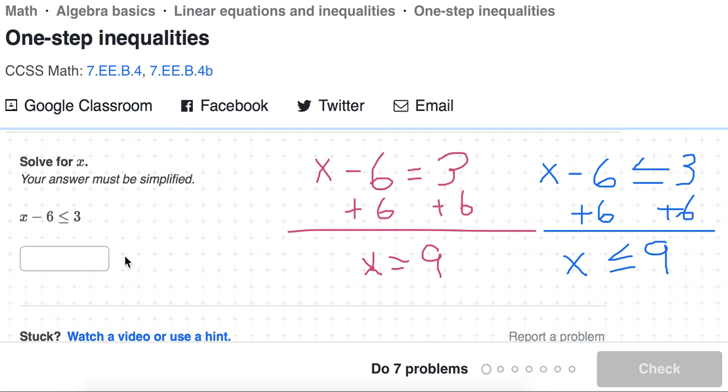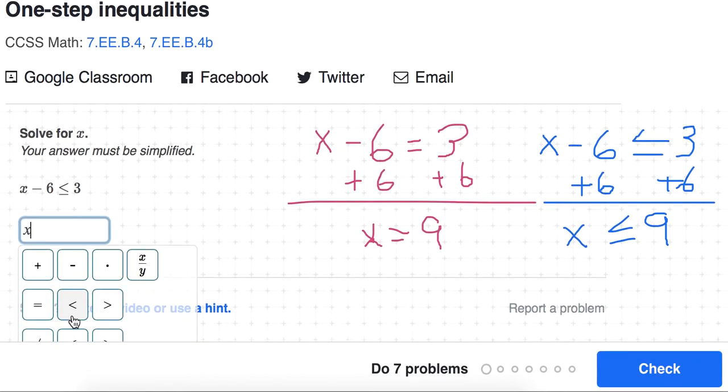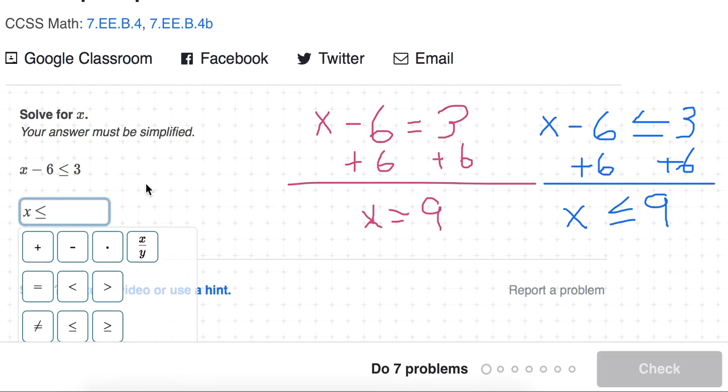If x minus 6 is less than or equal to 3, then x must be less than or equal to 9. Because if x were 10, right, 10 minus 6 is 4, that's not less than or equal to 3. So x is less than or equal to 9.